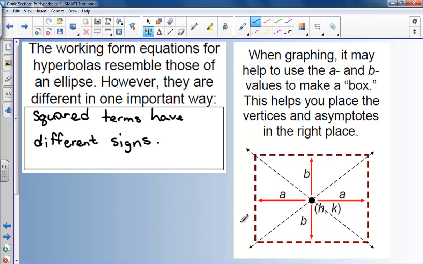Also, we still are going to have a and b. a is our horizontal distance, b is our vertical distance, (h, k) will be the center. But when we find a and b and we plot those points, we're not going to draw the ellipse like we did last time. We're going to use those points to create a box, and that box is going to be our guide to help us graph the hyperbola.